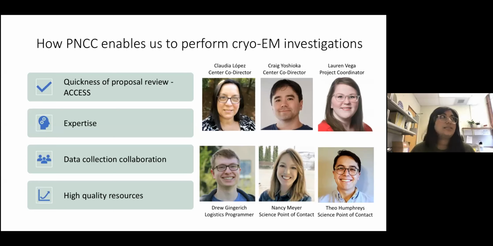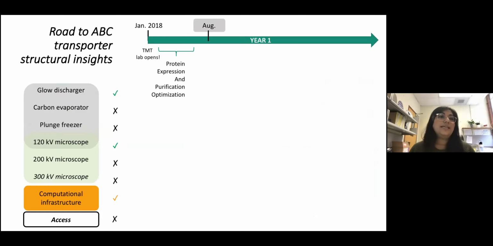And last but not least is extremely high quality resources. So resources that are well maintained, that are operated by experts like Nancy and Theo and Drew, and also resources at the cutting edge of the technology. And so our lab actually opened in January of 2018, about 8 months before I got to Tucson, Arizona.